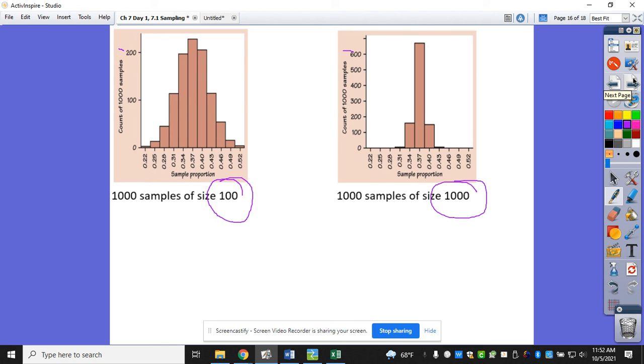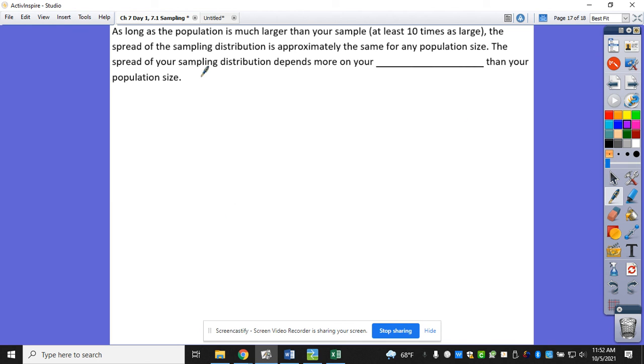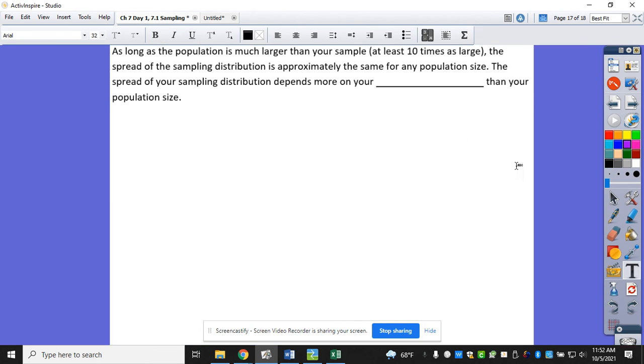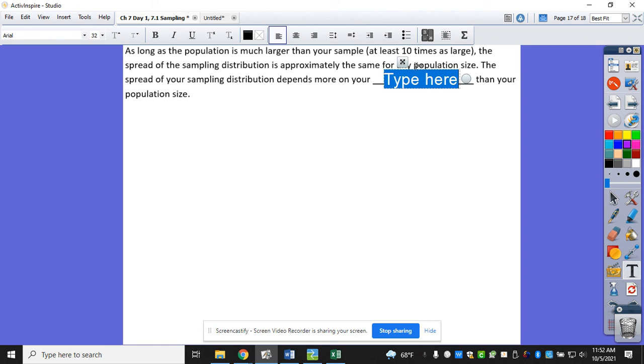So that fill in the blank, as long as population is much larger than your sample, that's the part that I haven't talked about yet. Don't worry about that part yet. But the spread of your sampling distribution depends more on your sample size than your population size, as long as it meets this criteria that we haven't talked about yet.